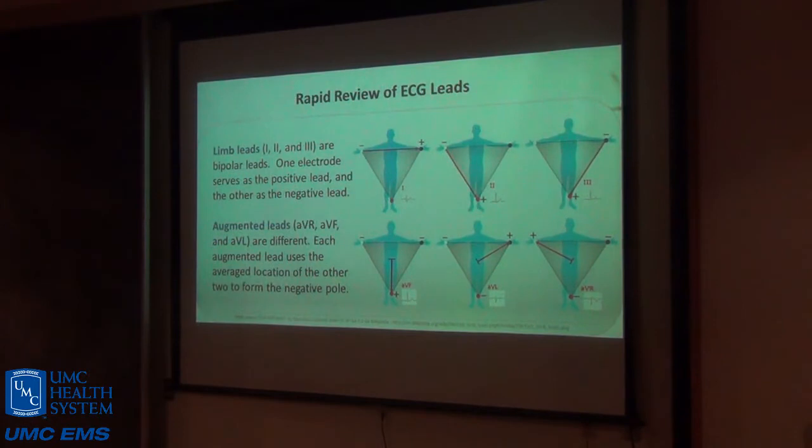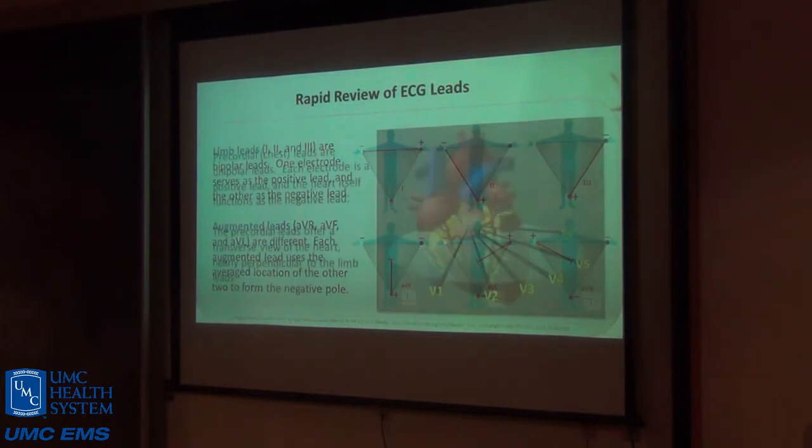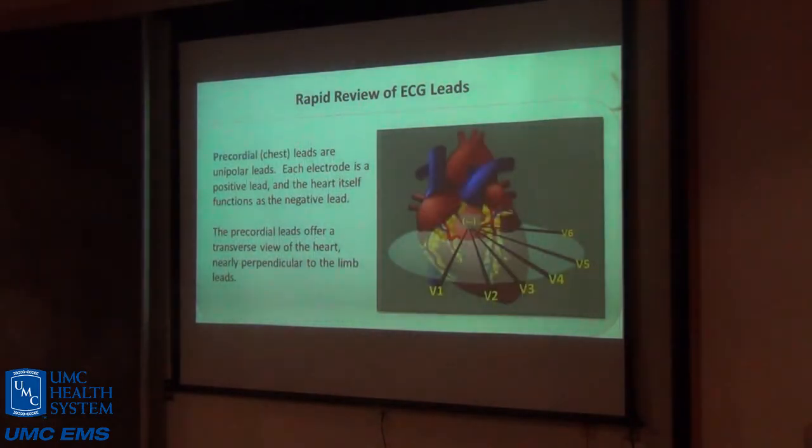My augmented leads, remember, these become very important to us: our aVF, our aVL, and our aVR. This is what we refer to as our quick 6. And so a lot of times I'm able to take a quick view of the very front portion of the heart, or the septal view of the heart, moving into the right side. My precordial leads, remember, it's using the heart as the negative, coming out to the positive of my V1, V2, V3, V4, V5, and V6.